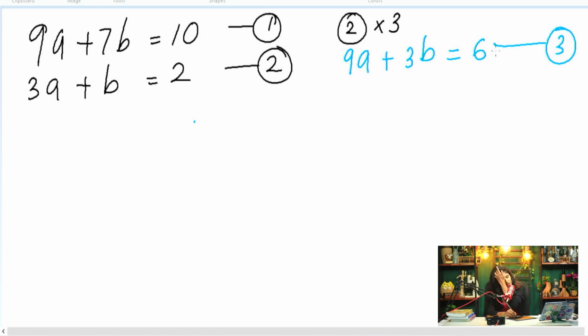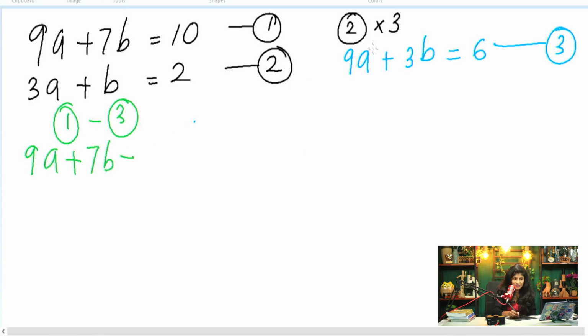Now I'm going to use equation number 1 and equation number 3 to simplify. As both 9a's are positive, what I have to do is take the difference. So I will subtract number 3 from number 1, that means 1 minus 3. So 9a plus 7b minus 9a plus 3b gives 4b, equals 10 minus 6.